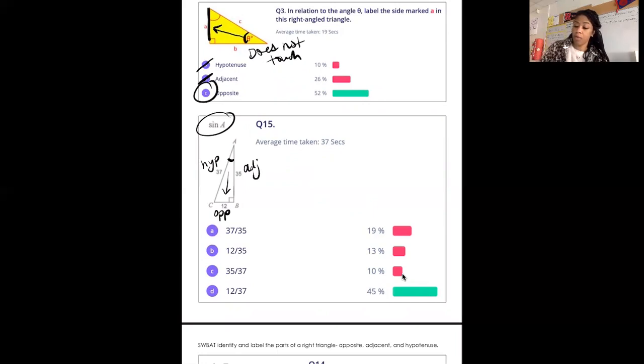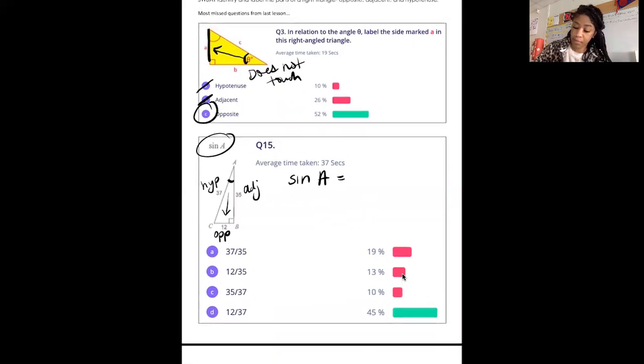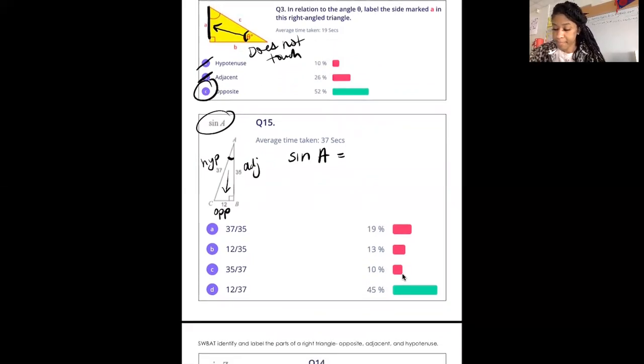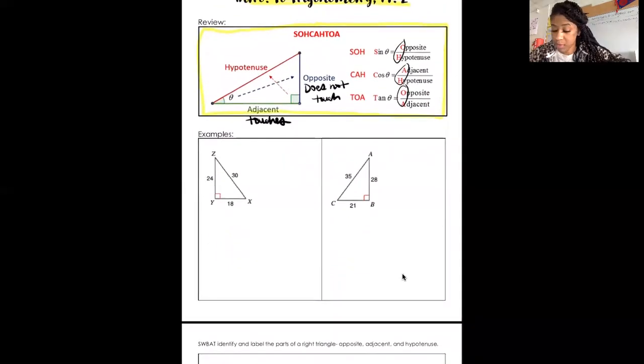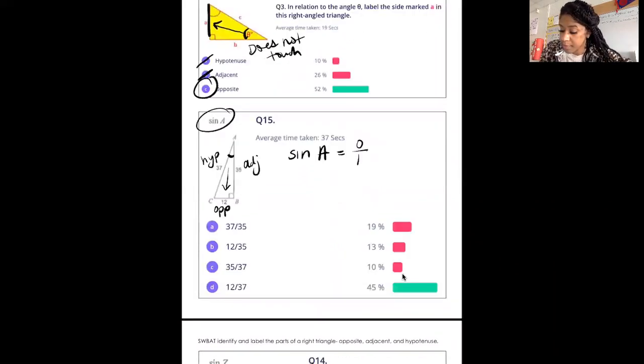Now we know that we want to find the sine of A. The formula for sine, if we go back to the beginning, bear with me, we're frozen here. The formula for sine is opposite over hypotenuse. So I'm going to just abbreviate. I'm going to put O over H. What is my O? What number do I use for opposite? That's going to be 12 over the hypotenuse, which is 37. So the answer for this one was 12 over 37.